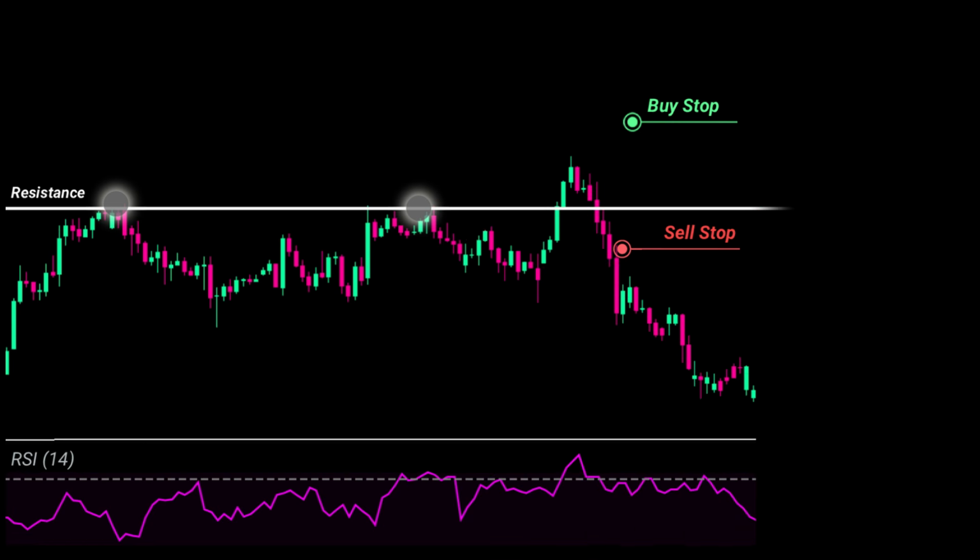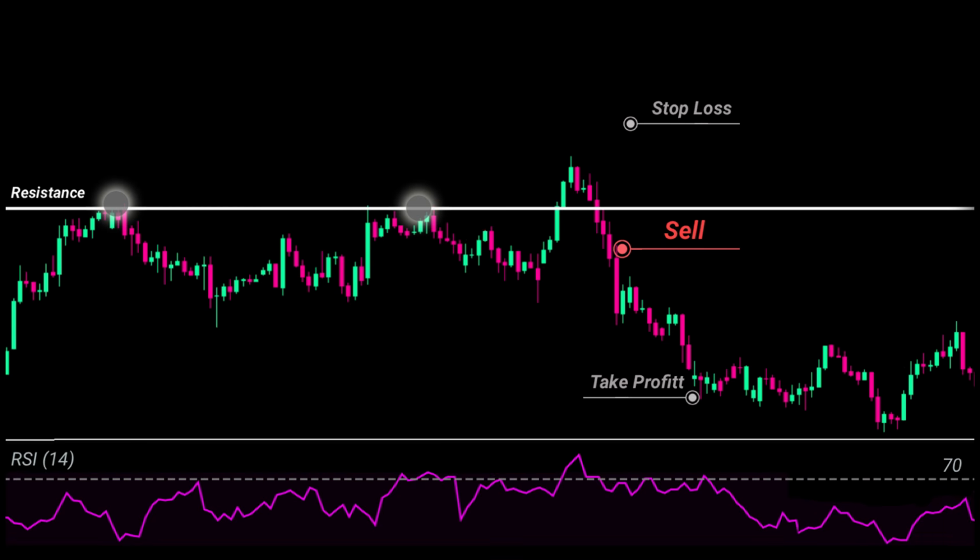In this example, the price triggered our sell stop order and the sell stop order is converted into a sell order. Once that order was activated, we canceled the other one. Set the stop loss just above the breakout candle and set the take profit at twice the stop loss. The price then continued downward and hit our take profit.